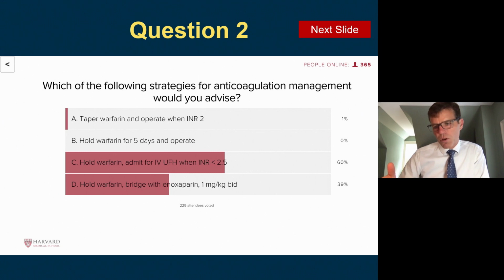You can stop a couple doses of the warfarin, admit her to the hospital, check her INR, and when it's less than 2.5, then you start on unfractionated heparin, and then she goes to the operating room when the INR is in a range that the surgeon is comfortable with.